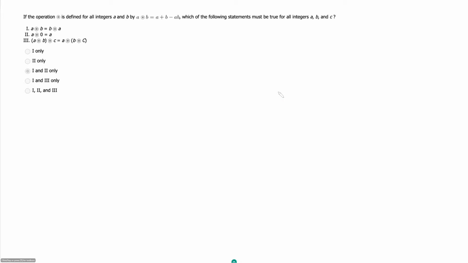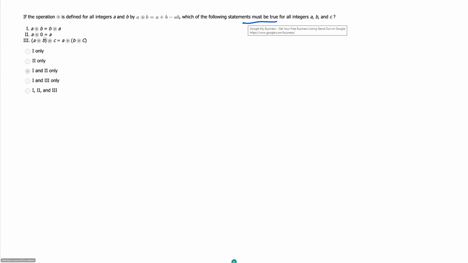If the operation star is defined for all integers a and b by a star b is equal to a plus b minus a times b, which of the following statements must be true for all integers a, b, and c? So you have a must-be-true question, and then our statements are: statement 1, a star b is equal to b star a.